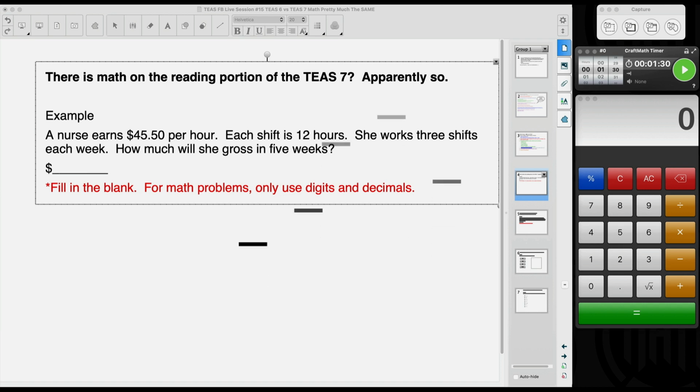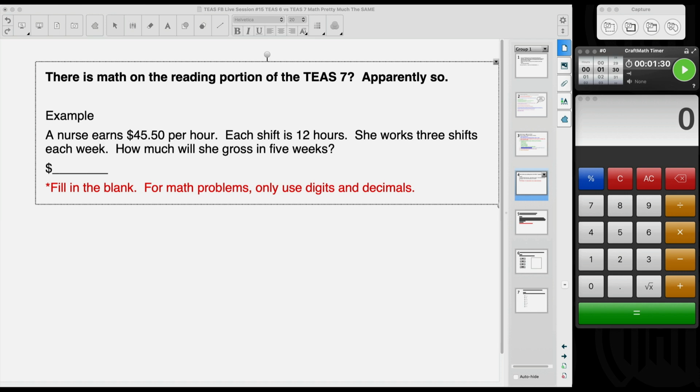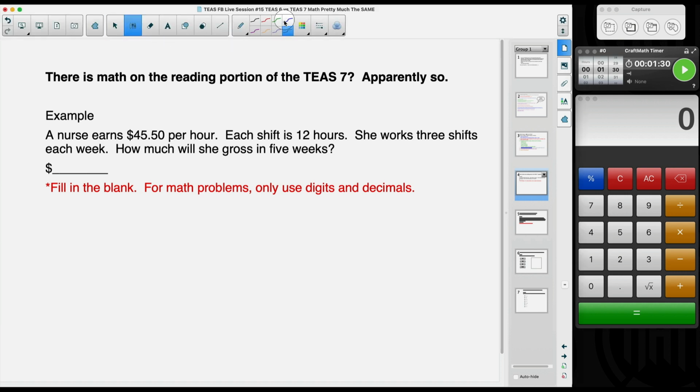All right, so I do see a couple of answers coming in on the comments. Good. So this is an example. Again, this was from ATI's official resources in the reading practice. I can't remember if it was practice test A or B or if it was both of them, but in the reading section, there was a math problem. I'm talking about money. And I see $8,190 coming in. This is one of those problems where I would say, don't do a proportion unless you really think you need to.